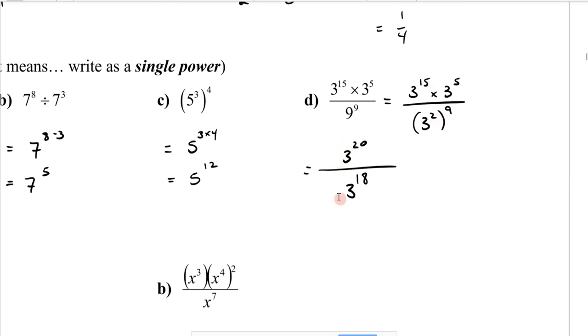And now I'm left with a more simplified version, but I still have two powers with the same base being divided, so I have to subtract their exponents. So that's going to be 3 to the power of 20 minus 18. You only have to write the base once again, so then 3 to the power of 2. Okay.